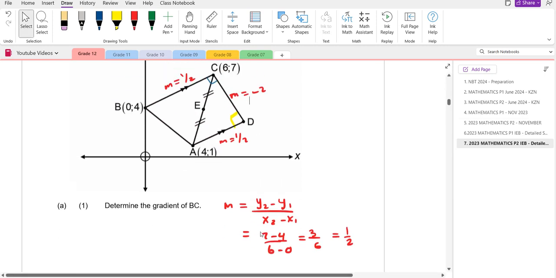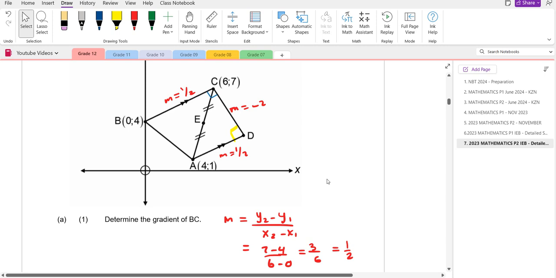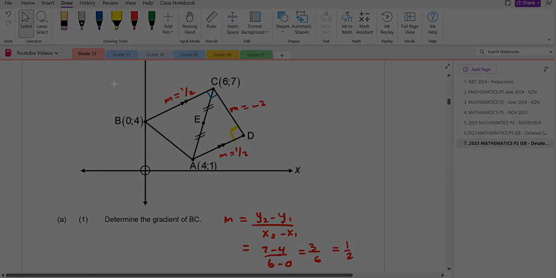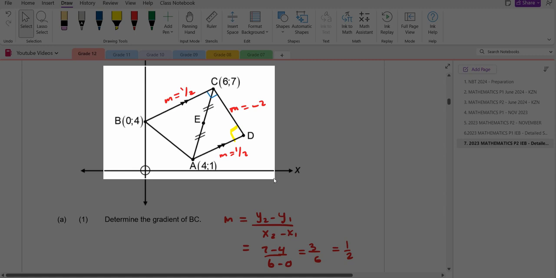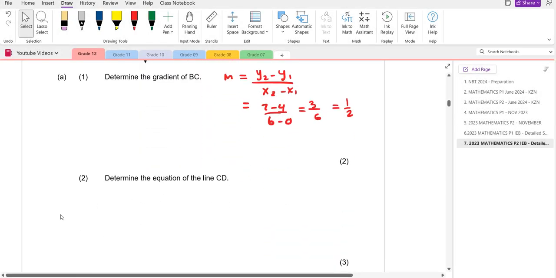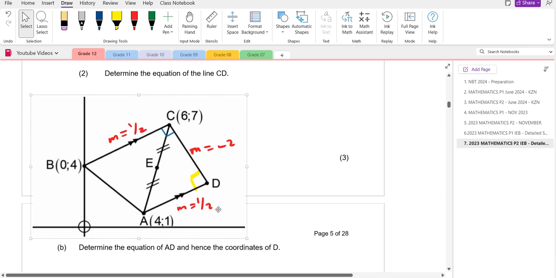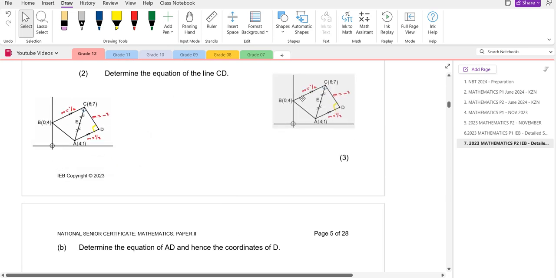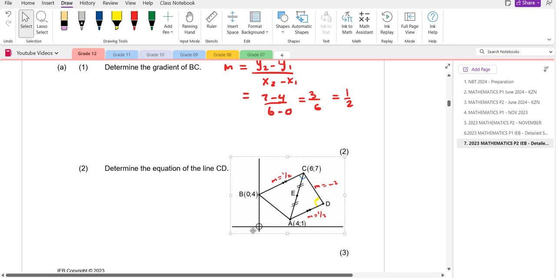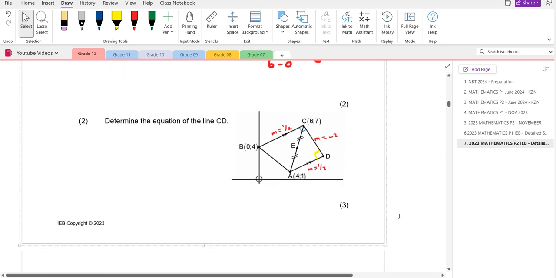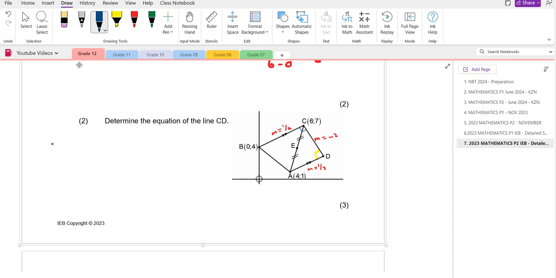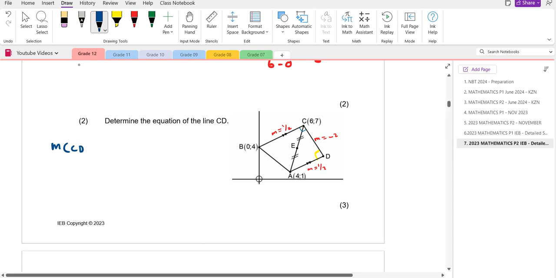Determine the equation of the line CD. To find the equation of the line CD, look at that. We already have the gradient. See what we have. We have the gradient already, so we're going to say the gradient of CD is equal to -2. Why? Because BC is perpendicular to CD.